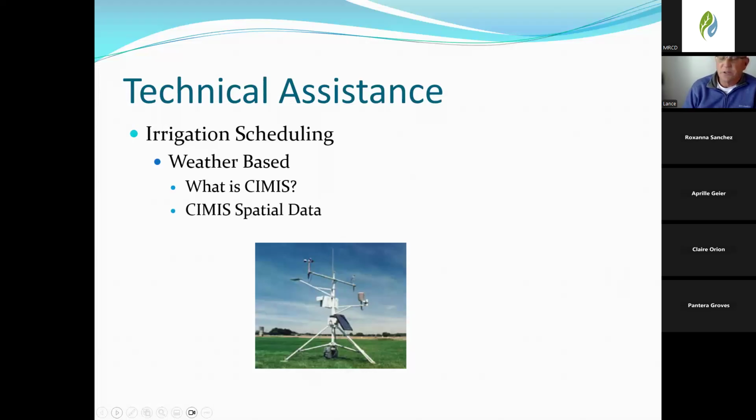As I said, there's also the spatial data. So the spatial data, that system, when you go into the CIMIS web, and if you just Google California Irrigation Management Information System, you can find their website. And the spatial data, you can actually put in your address and get an email every day or weekly, however you want to receive it, of the evapotranspiration number from your actual property.